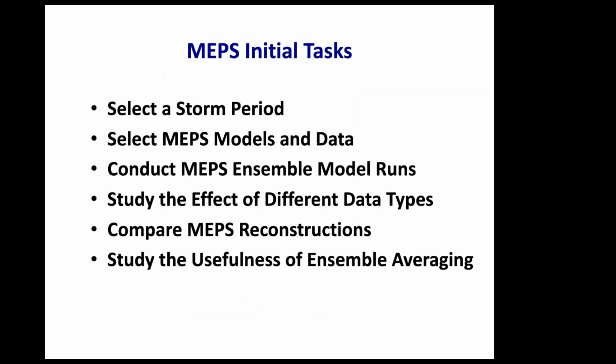At the beginning of the MEPS program, we listed some initial tasks that we wanted to pursue. The first step is to select a storm period that we could model. Next, we wanted to select the MEPS models and data. After that, we want to conduct MEPS ensemble model runs. With the model runs, we wanted to then study the effect of different data types on the model runs. After that, we wanted to compare MEPS reconstructions. Finally, we wanted to study the usefulness of ensemble averaging in the ionosphere.